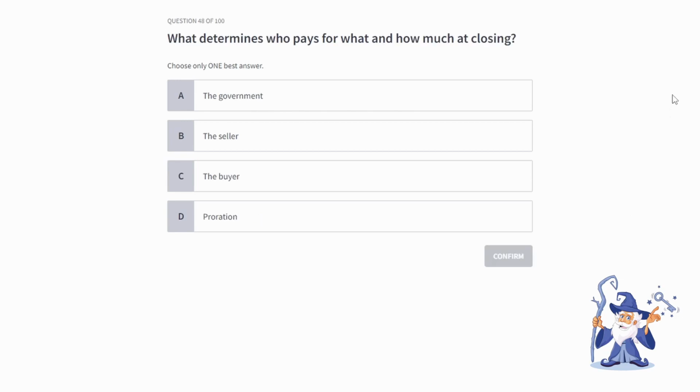Okay, next one. 48. What determines who pays for what and how much at closing? It gives us four options: A, the government; B, the seller; C, the buyer; or D, proration. So go ahead and take a moment to think that one over and come up with your answer on this one.